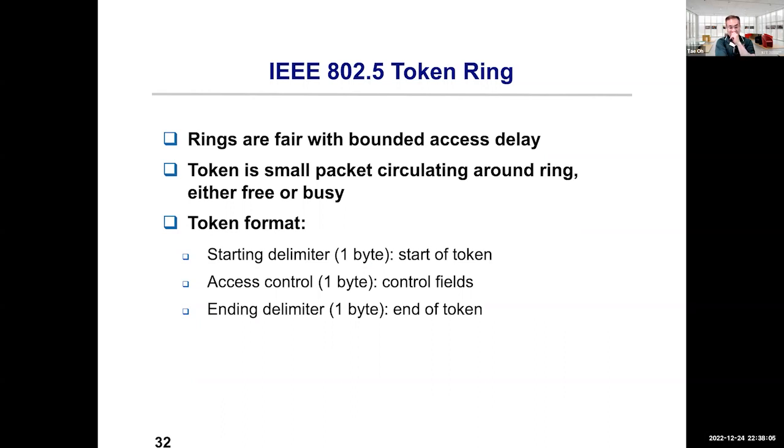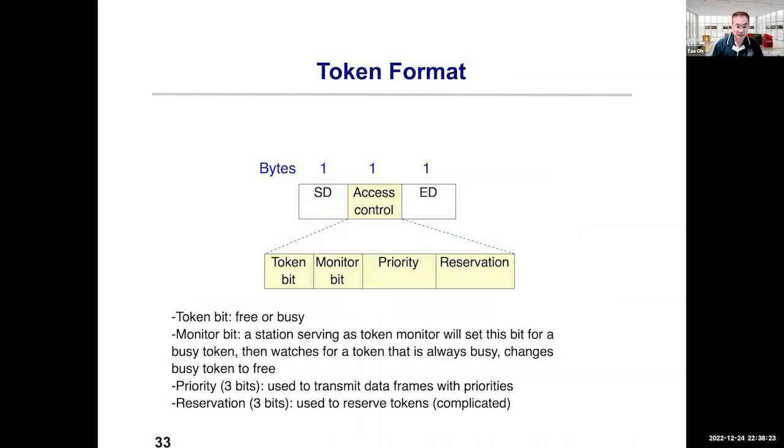Okay. The typical token format is: there's a start delimiter, which is basically the start of the token. There's access control, there's a control field, and there's an end delimiter, which is the end of the token. It basically looks like this. Beginning and end, basically when is the beginning, when is the end.